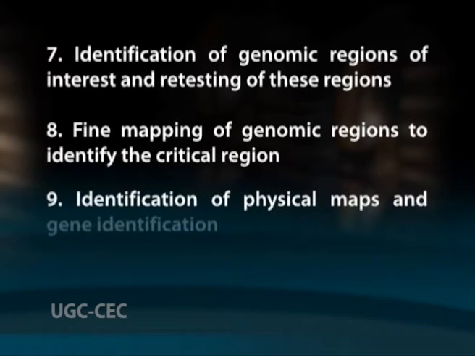This can be done in 2 ways, either to increase the saturation of genotyping of the region or analyze the data for linkage and association, or by examining the region of interest for genes that might have a biological function related to the trait. Ninth step, identification of physical map and gene identification.